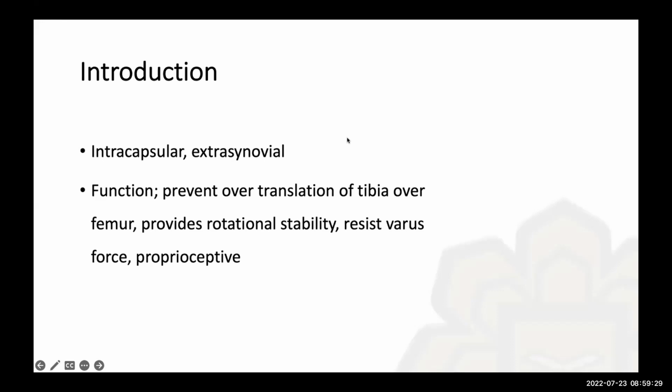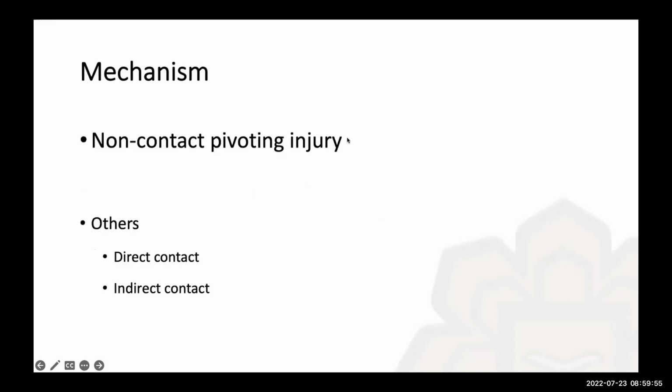It also resists varus and valgus force, and it provides a proprioceptive function to the knee. Proprioceptive means how you know where your knee is. If you close your eyes like this, you know where your left knee and your right knee are. So that is one of the functions of the ACL, proprioception.